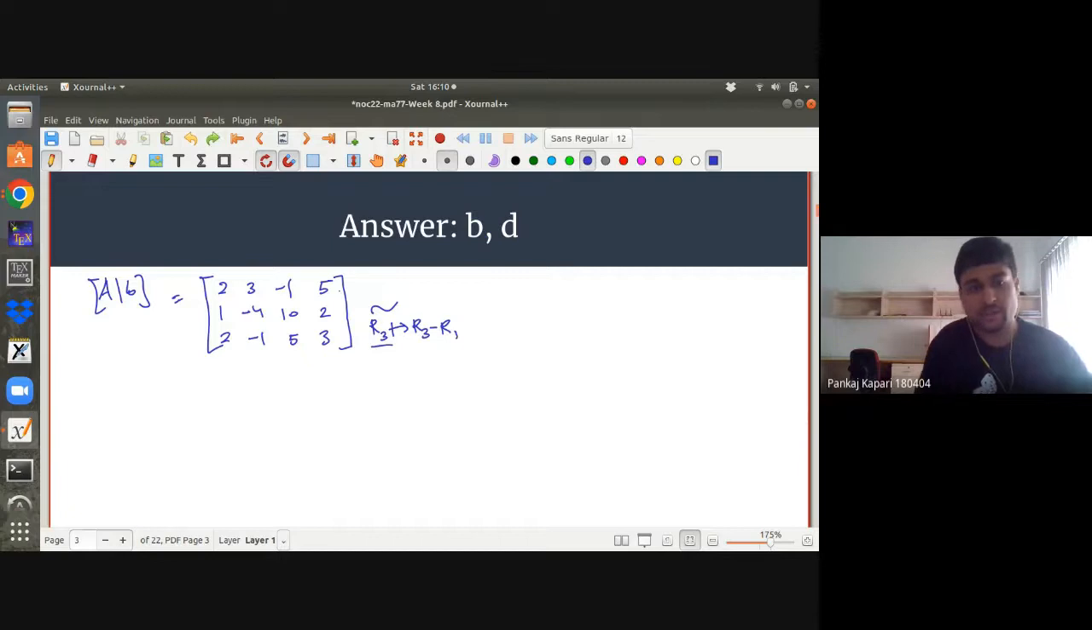Okay, so let's see what that is. All the other rows are as they are: 2, 3, minus 1, 5 and 1, minus 4, 10, 2. Just subtract the first row from the third row. So 2 minus 2 is 0. Minus 1 minus 3 is minus 4. 5 minus minus 1 will be plus 1, so it becomes 6. And 3 minus 5 is minus 2, right?